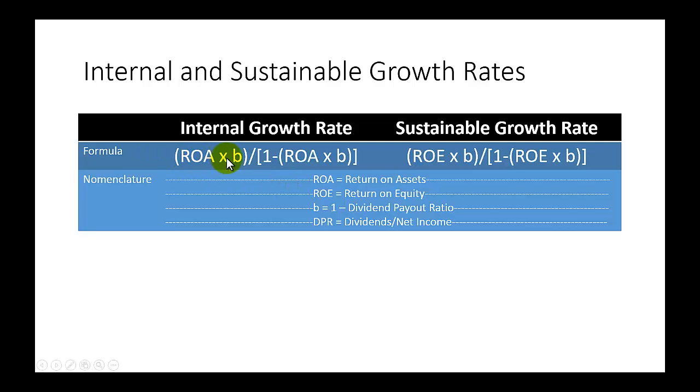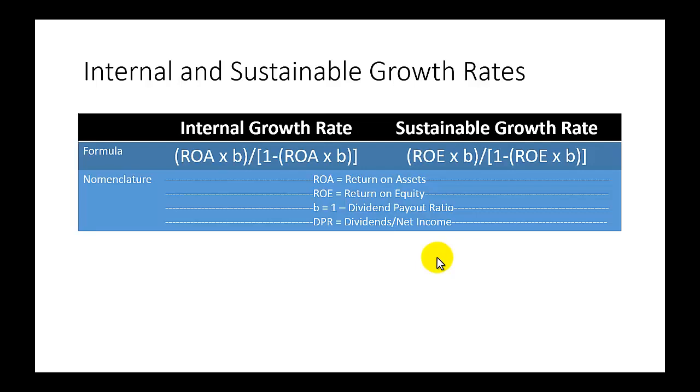So ROA times plowback rate over 1 minus ROA times plowback rate. For sustainable growth rate, it's return on equity times plowback rate over 1 minus return on equity times plowback rate. So they're very similar. The only difference is sustainable growth rate uses ROE, internal growth rate uses ROA. Remember, b stands for plowback rate, which is 1 minus the dividend payout ratio. It's not a hard concept. b simply represents the percentage of net income going to retained earnings.